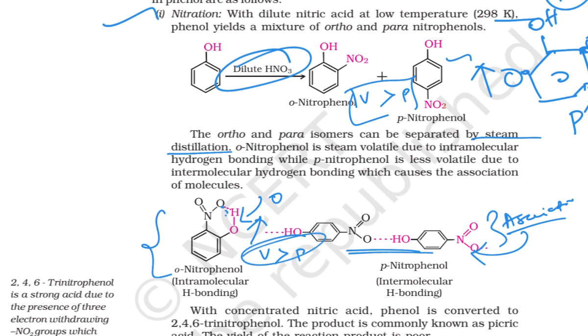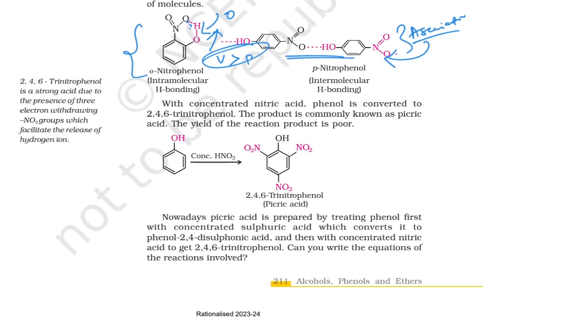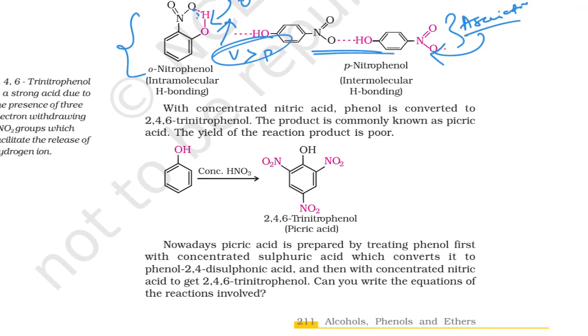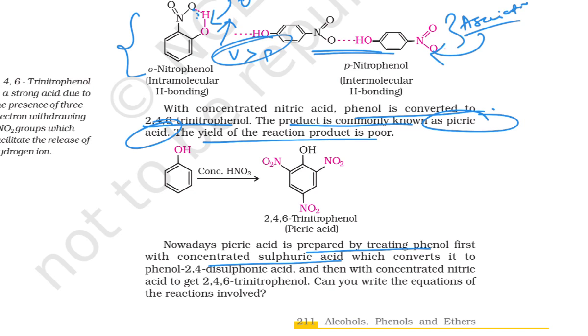Clear? Right. Next we go for another reaction: with concentrated nitric acid, the phenol is converted to 2,4,6-trinitrophenol. The product is commonly known as picric acid. This is more acidic, as I discussed already. But the yield of the reaction product is poor. Nowadays picric acid is prepared by treating phenol first with concentrated sulfuric acid, converting it into 2,4-disulfonic acid. So first we do the sulfonation.